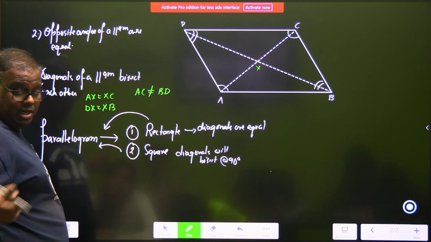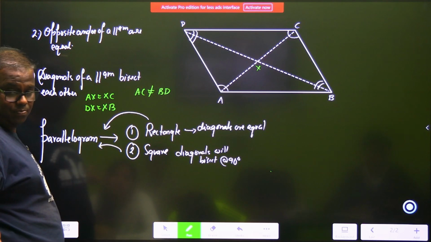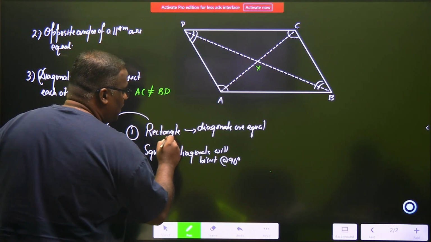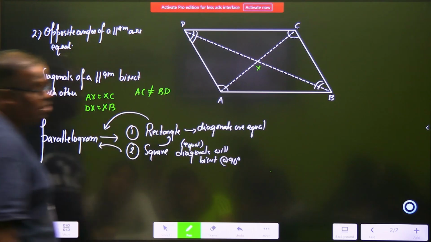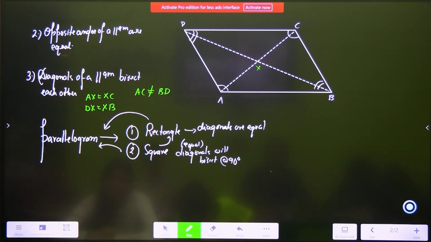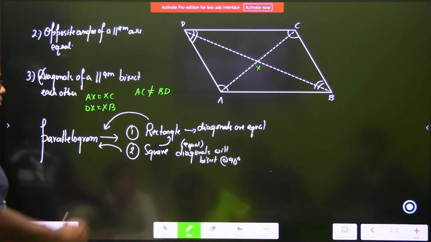Is a square a rectangle? Yes, a square is also a rectangle. यानी कि इसके diagonals भी equal होंगे. बड़ा मजेदार चीज आ रहा है. समझ में आ रहा है? अब थर्ड वाले चीज पे चलिए.